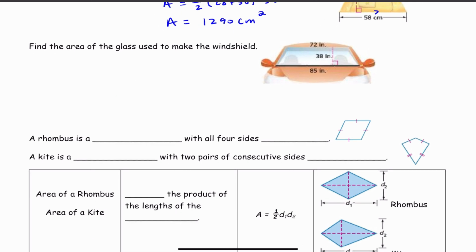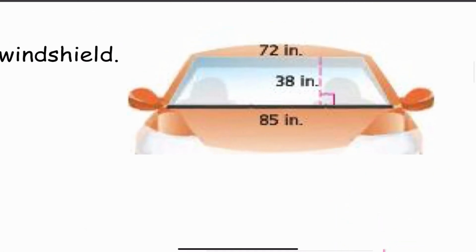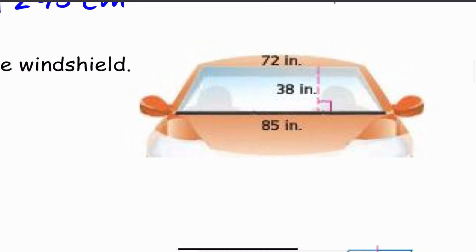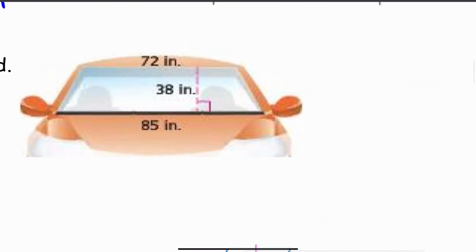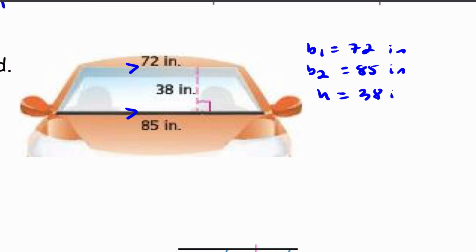Number 2, find the area of the glass used to make the windshield of the car. So this is my trapezoid. Let's go ahead and draw our arrows to indicate that those sides are parallel to each other. That's our height, by the way. So B1 is 72 inches, B2 is 85 inches, and the height is 38 inches.